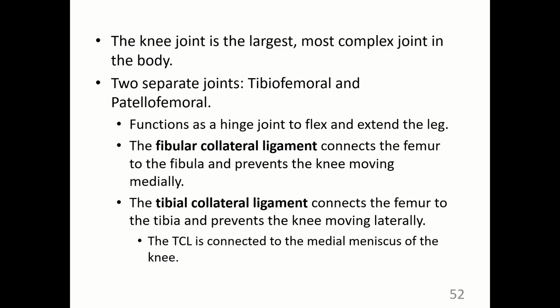The knee joint is the largest, most complex joint in the body. It is composed of two separate joints, the tibiofemoral and the patellofemoral. The tibiofemoral is where the tibia and the femur meet, and this is what gives us the flexion and extension of our knee. And the patellofemoral is where the patella and the femur meet, and it gives us a little bit of gliding motion.